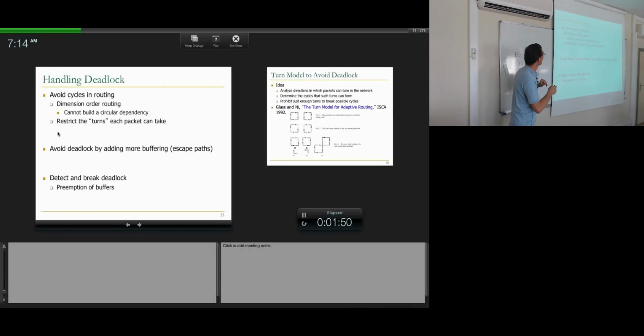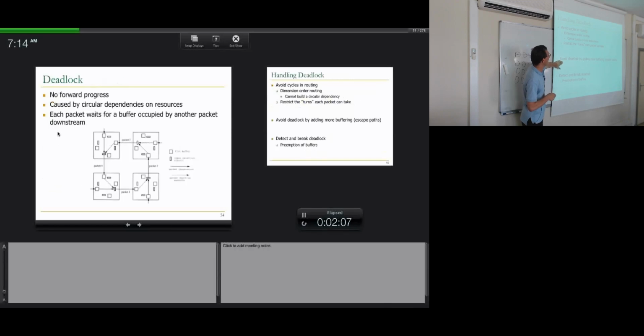It doesn't have that circular dependency; you cannot form a circular dependency. And how do you do this? There's a seminal paper that I'll briefly describe. You can restrict the turns each packet can take, and XY routing does that, so that you don't have the circular dependency. You can do other solutions.